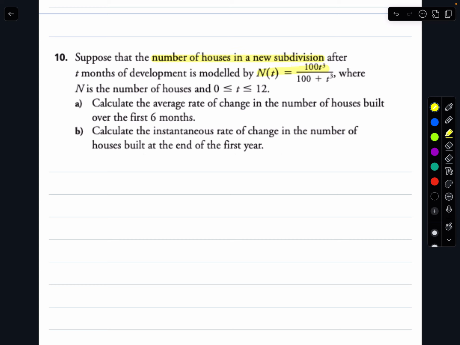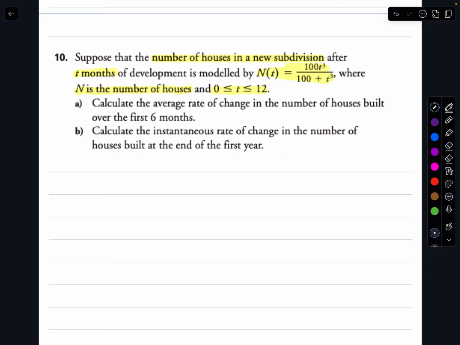The number of houses is represented by this equation, where n is the number of houses and t is the number of months, from 0 to 12. So there's a bunch of key words here. T is the number of months, and notice how it gives us this inequality from 0 to 12, because obviously within a year there's 12 months, right?